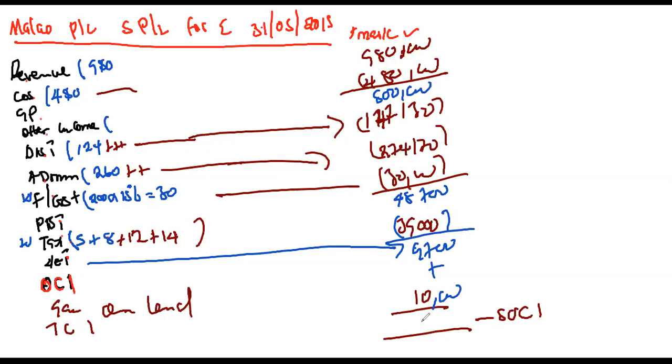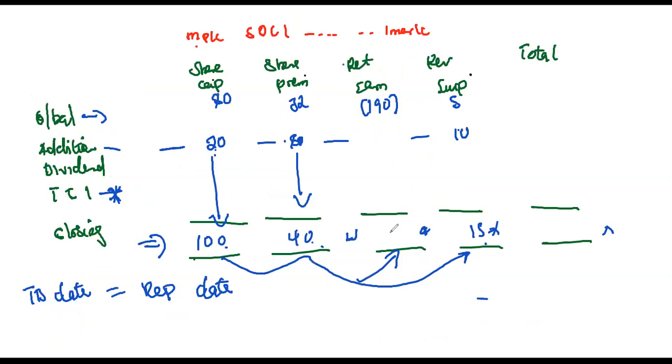Of 19,700. Goes to other comprehensive income. That means you are done. So here, your profit now, your other comprehensive income there, straight retained earnings, 19,700. Now remember, this guy is a loss.